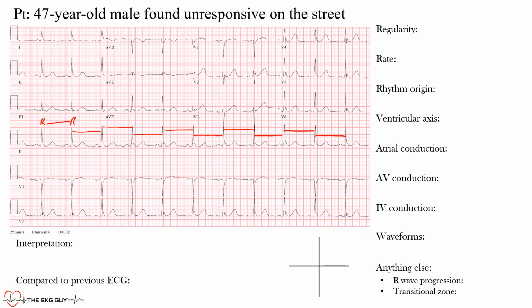And if it was irregular, then we have to figure out if it's regularly irregular or irregularly irregular. Now, thankfully, we won't get into that now. This is a regular rhythm. So this rhythm here is regular. Okay, so you would put regular here.